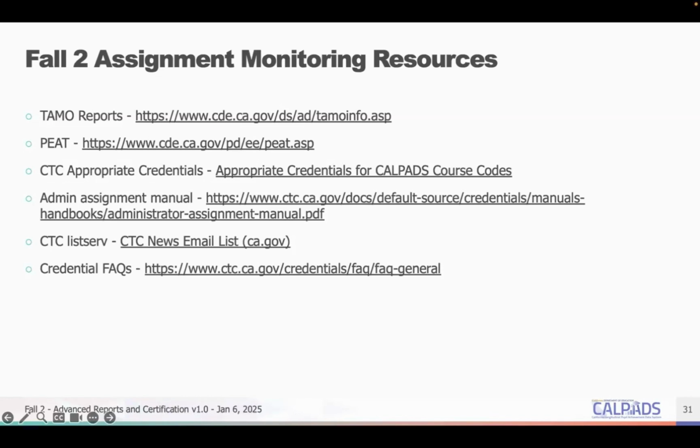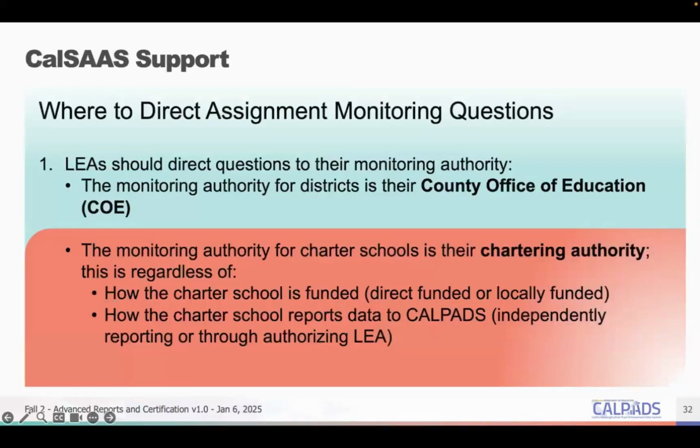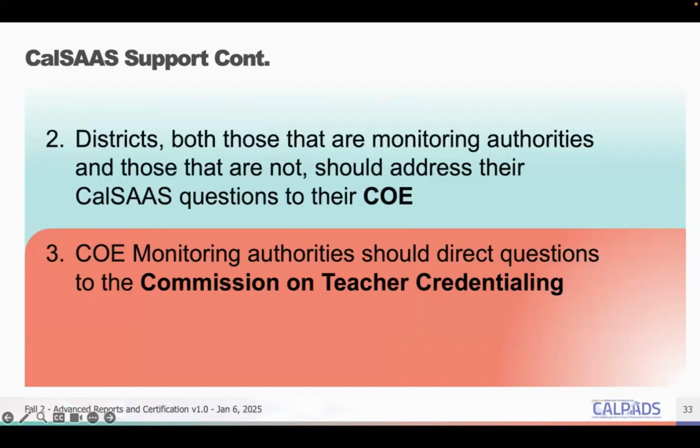Great resources. So if you have CalSAAS questions, where to direct assignment monitoring questions? Well, LEAs should direct questions to their monitoring authority. Their monitoring authority for their districts is their county office of education. And if you're a charter, the monitoring authority for charter schools is their chartering authority. And this is regardless of how the charter is funded, directly or locally, or how the charter schools report their data to CalPAS.